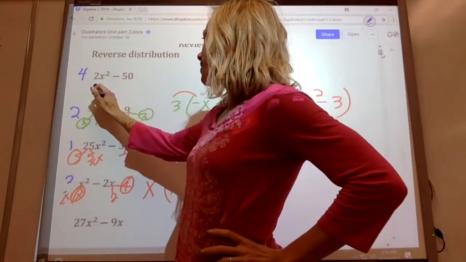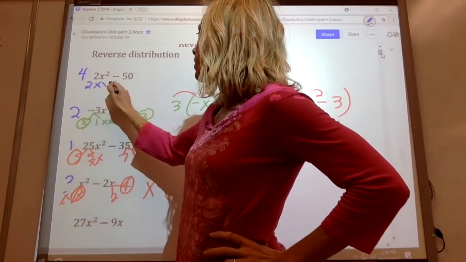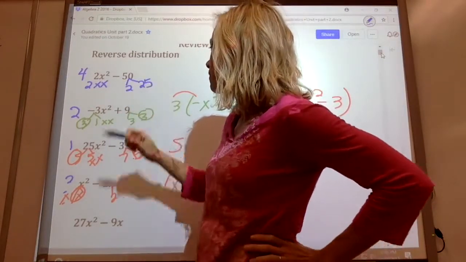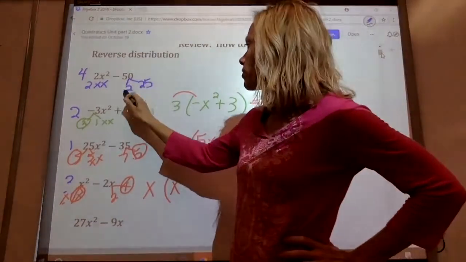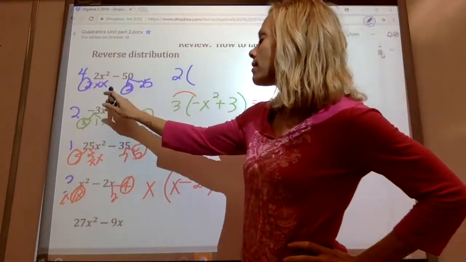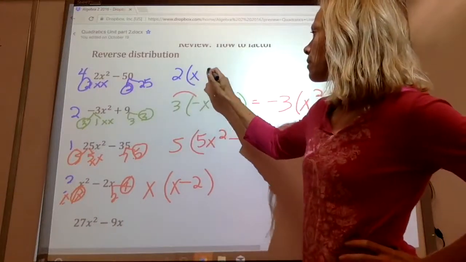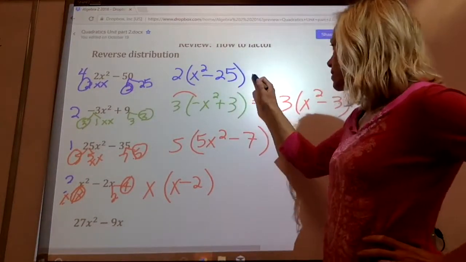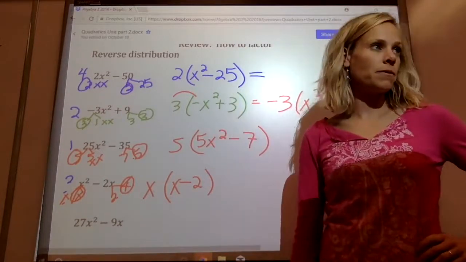All right, let's look at this one. This is a 2 and 2 x's, right? 50 can be 2 and 25. So I can circle a 2 in both, right? They're gone. So what's left in the first term? What's left in the second term? 25. Okay. Now this is going to lead us into the next type of factoring.